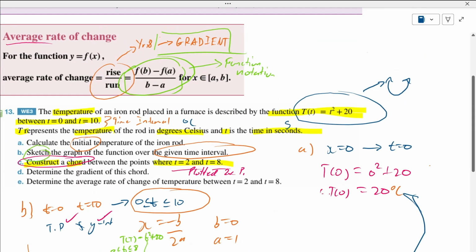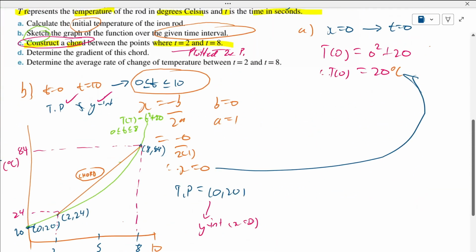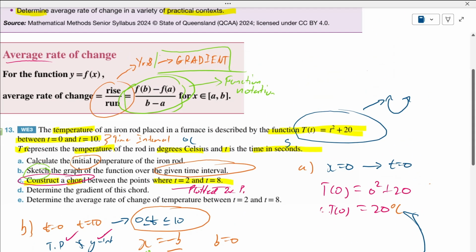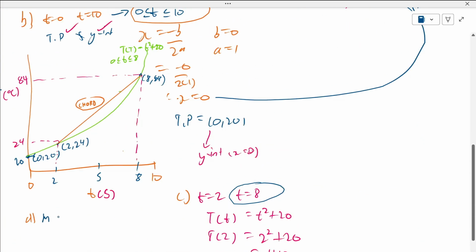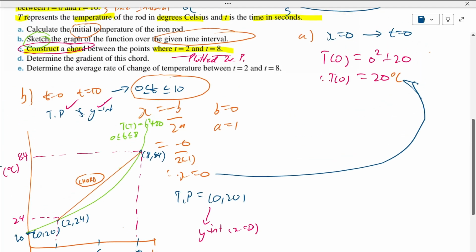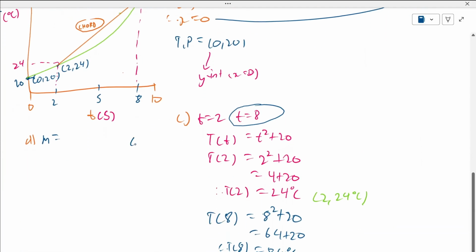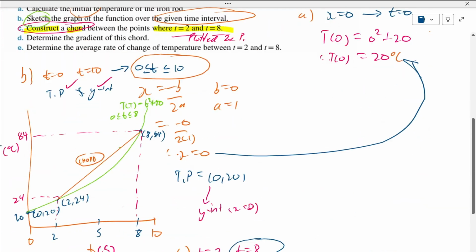Okay, great. Now part D: determine the gradient of this chord. That is pretty self-explanatory. All we're going to do is refer back to this formula of f of b minus f of a over b minus a for the average rate of change. Simply, it's our gradient, so we'll use m for the gradient, and refer back to our 2 points at t equals 2 and t equals 8. We've got 8, 84, and then 2, 24. We just have to sub these values in and put this equation into the context of the question.